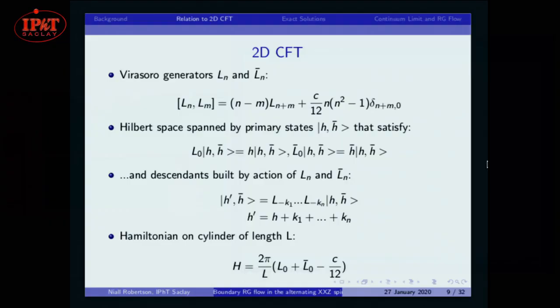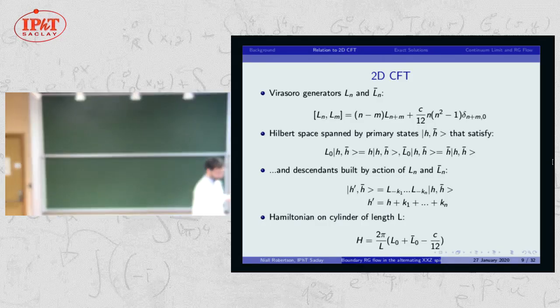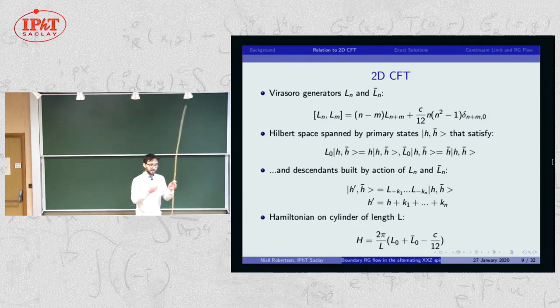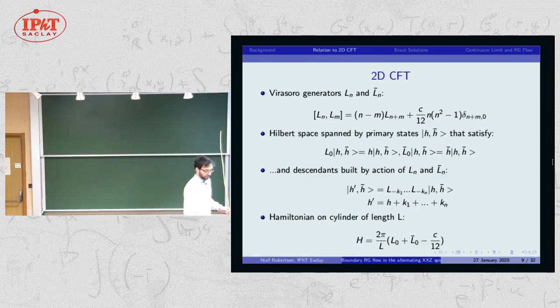Then just to say that the Hamiltonian of this two-dimensional conformal field theory is written in terms of just L0 and L0 bar. So then we can get a feel for intuitively what we mean when we say these lattice models are described by conformal field theories. So the hope is that the Hilbert space of the lattice Hamiltonian in the thermodynamic limit essentially becomes that of the Hilbert space that this CFT Hamiltonian is acting on, in some sense that needs to be mathematically defined.